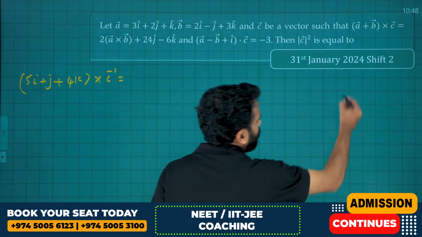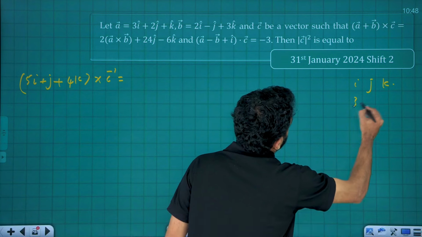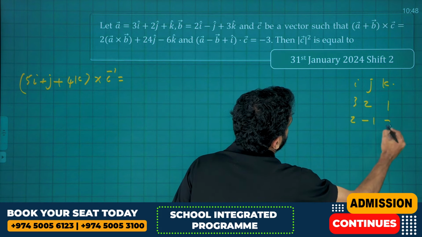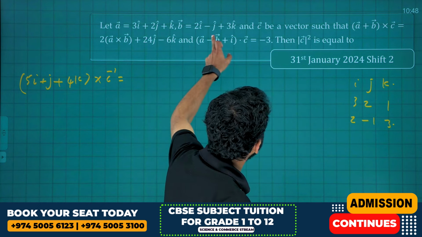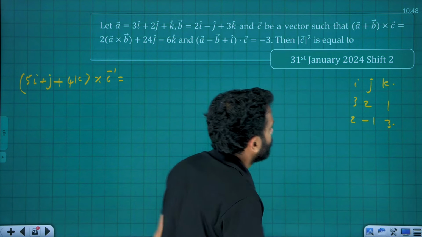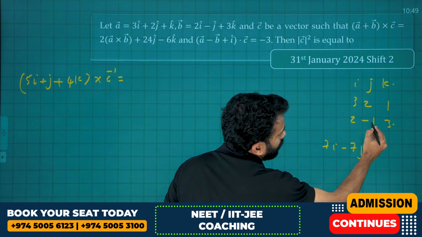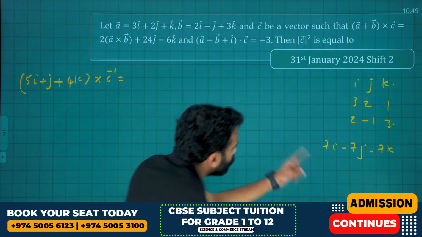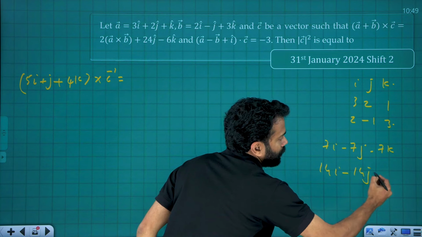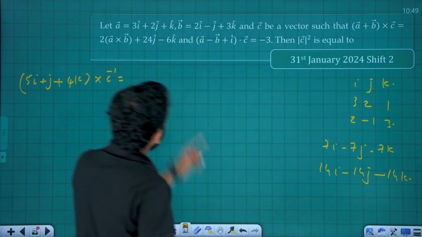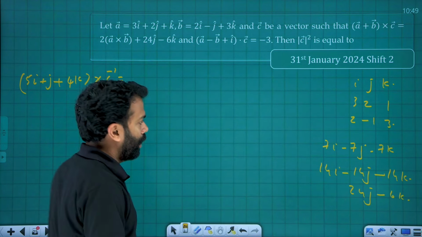We need to formulate that. That is i, j, k; 3, 2, 1; 2, minus 1, 3. So it will be 6 plus 1, that is 7i. 9 minus 2, that is minus 7j. Minus 3 minus 4, that is minus 7k. Into 2 is there, right? It becomes 14i minus 14j minus 14k, plus 24j minus 6k.